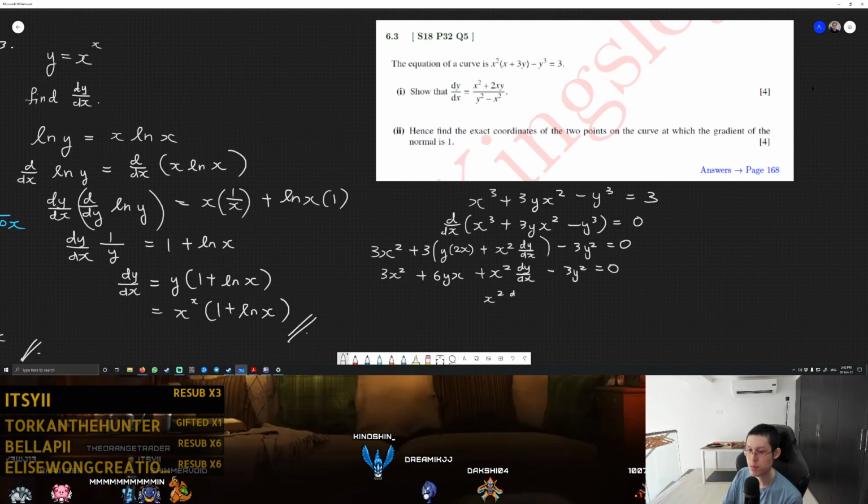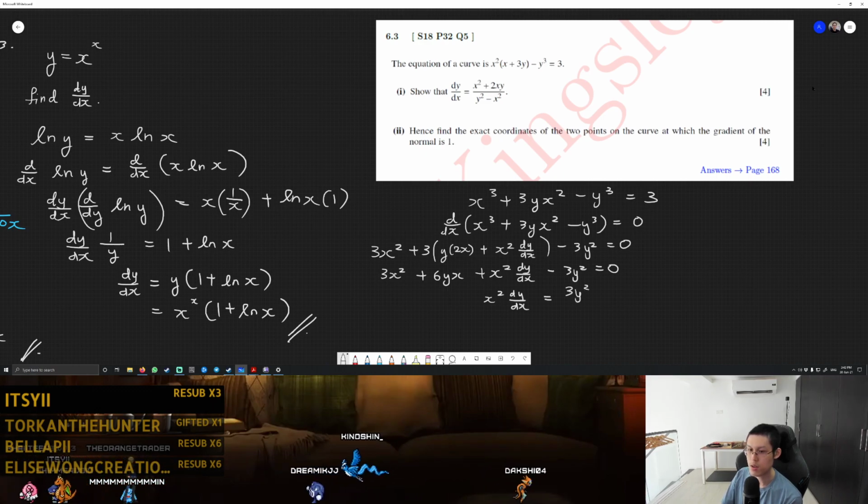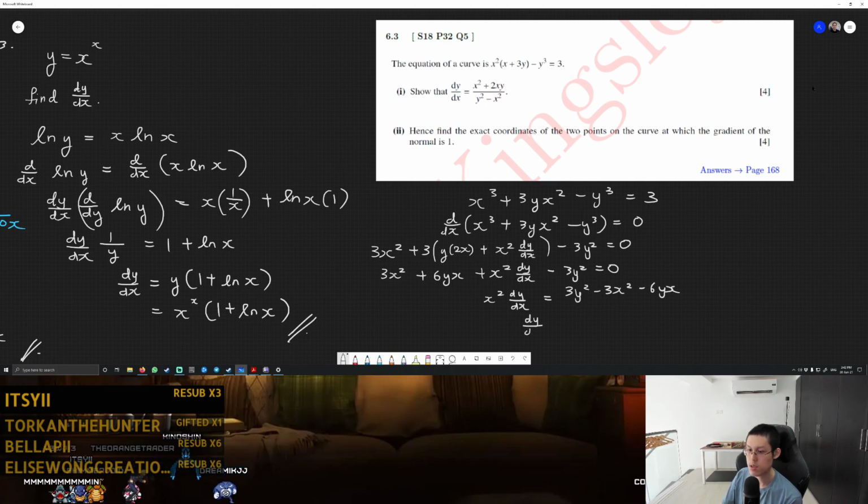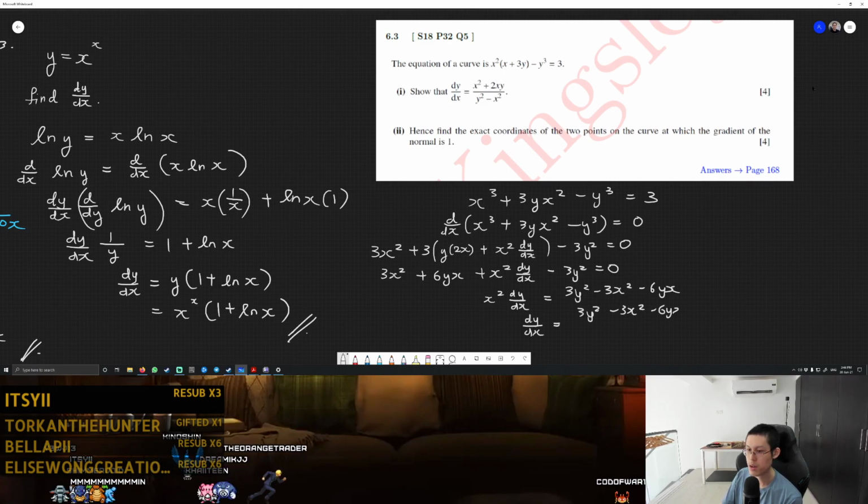So I'm going to make dy/dx the subject, so we throw everything to the other side: 3y squared minus 3x squared minus 6yx. And then dy/dx is therefore 3y squared minus 3x squared minus 6yx, divided by x squared.